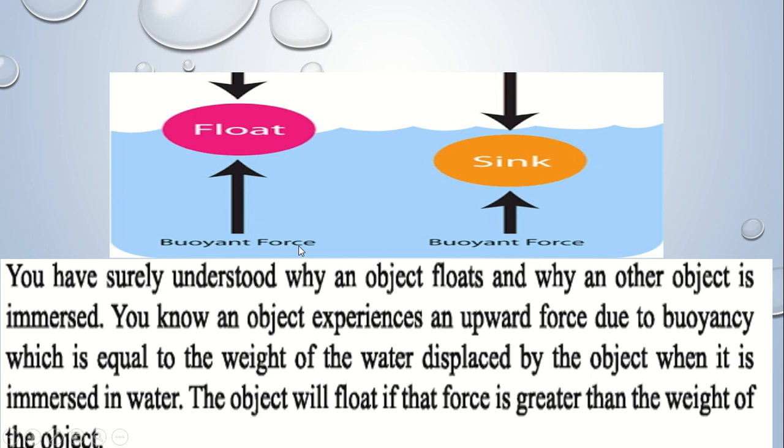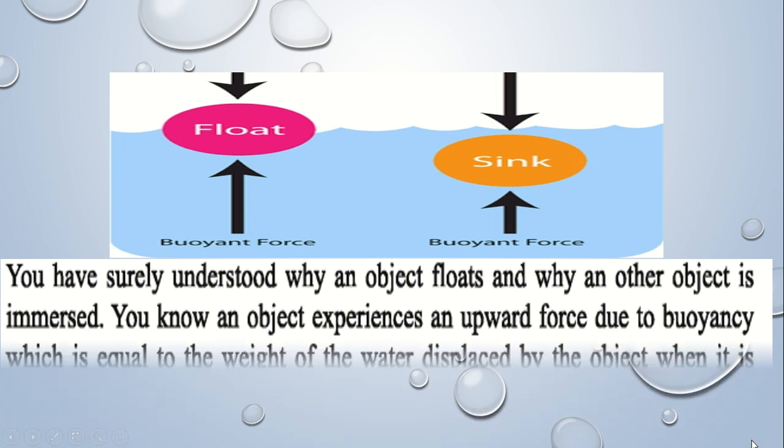When buoyant force is greater than the weight of the object, then the object can float on water. But here we can see the object is sinking. That means here buoyant force is less than the weight of the object. That means the weight of the object is greater than the buoyant force. That's why the object is sinking.